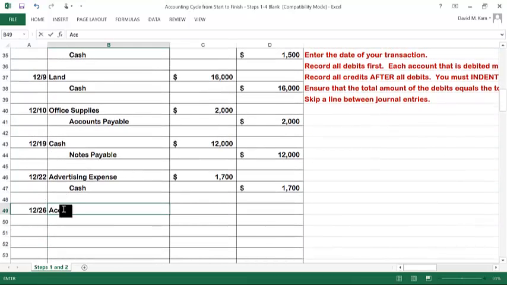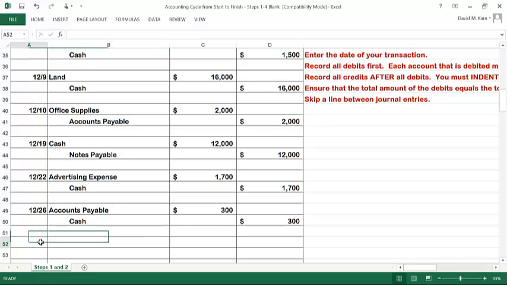So we debit accounts payable for $300. And again, what are we going to give them? We're paying it, so we know we're going to credit cash for the same amount. Our liabilities decreased and our assets decreased. We go to the next one, the 28th.